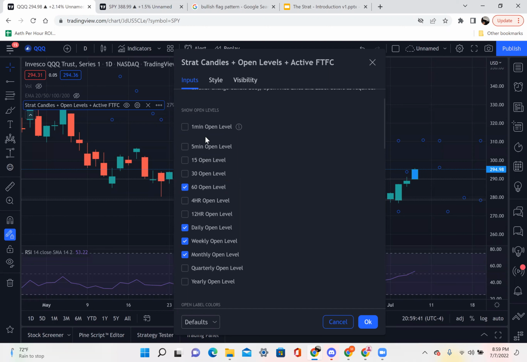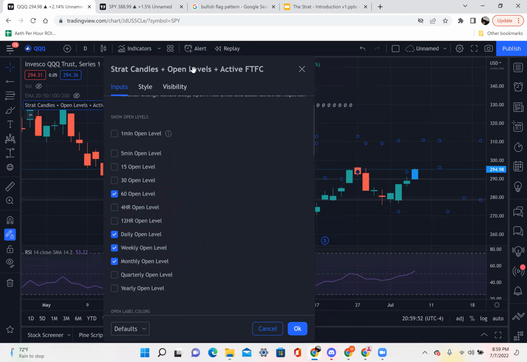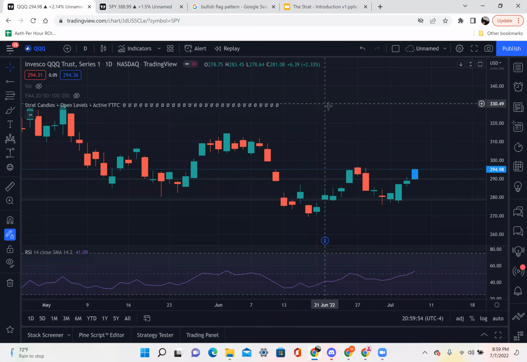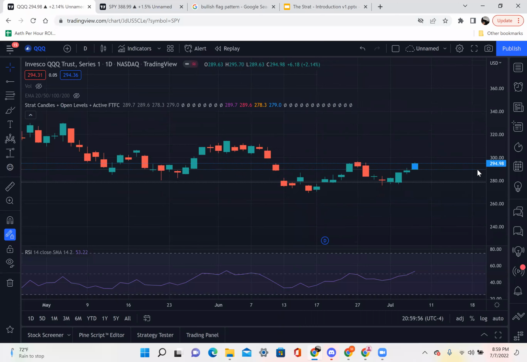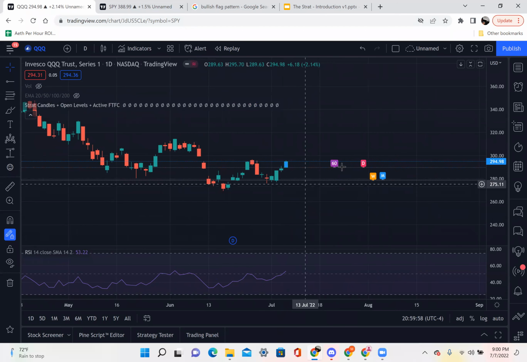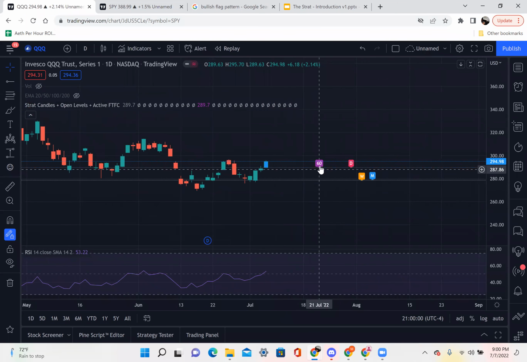And that's why I always explain that I don't only trade the strat, I implement a lot of different things that I know with the strat, right? So with the opening levels, you choose whatever opening levels you may desire. Let me make this chart a little smaller so everything can populate. These are your opening levels right here.